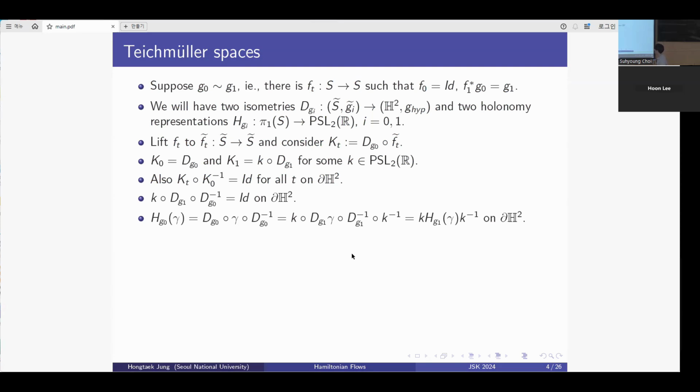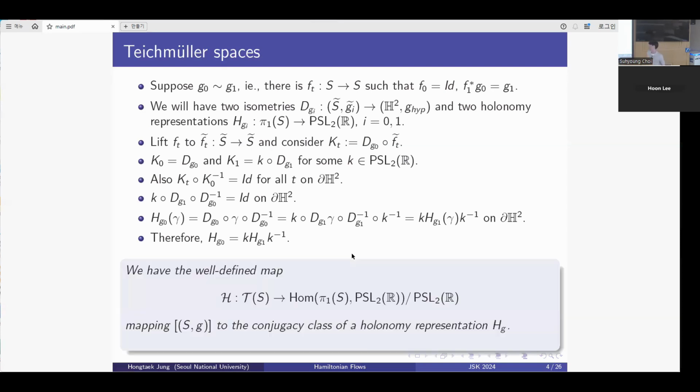So this is true on your ideal boundary, and because the PSL2 action on the boundary completely determines its action on H2, the holonomy of the first metric is conjugate to the holonomy of the second metric.